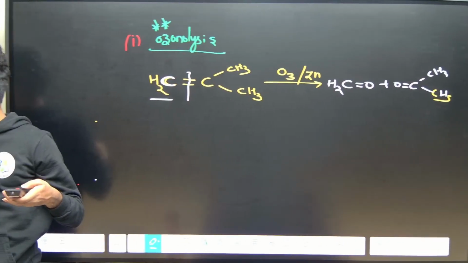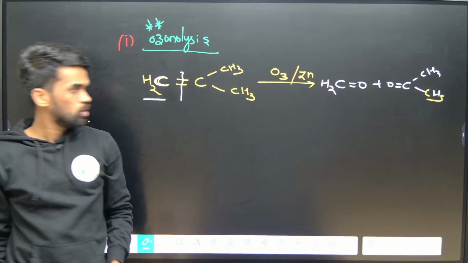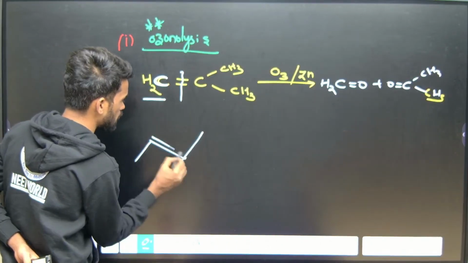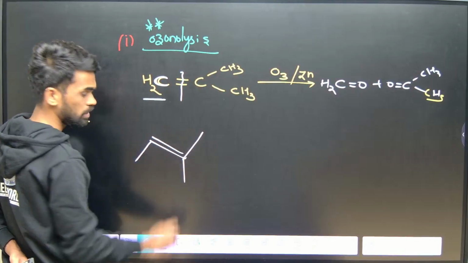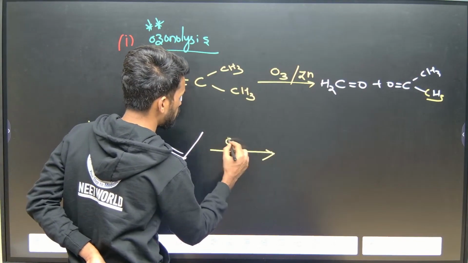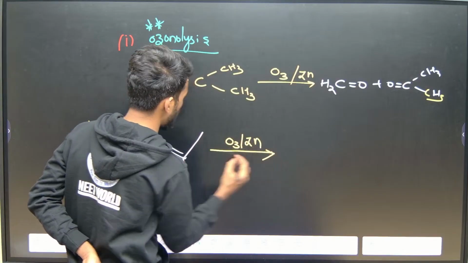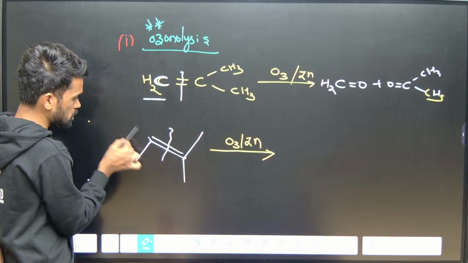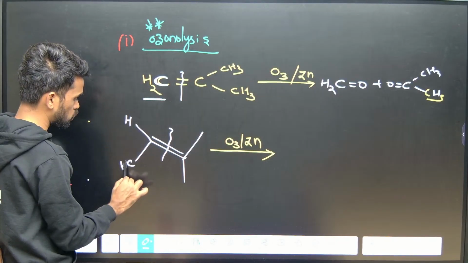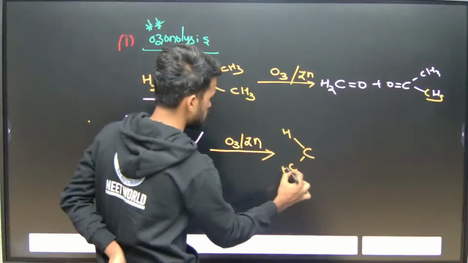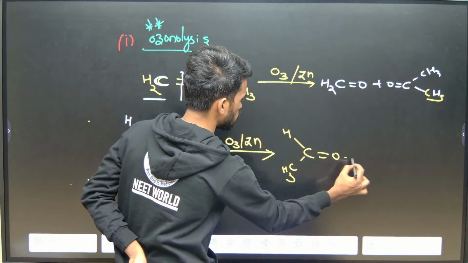Now tell me, what will be the product? I am taking it like this, adding one methyl group here. Upon ozonolysis, what happens? What I told you, just break it like this. On this carbon we have one hydrogen and one methyl group now. So you can write this as CH, this side CH3, and here double bond O, that's it.